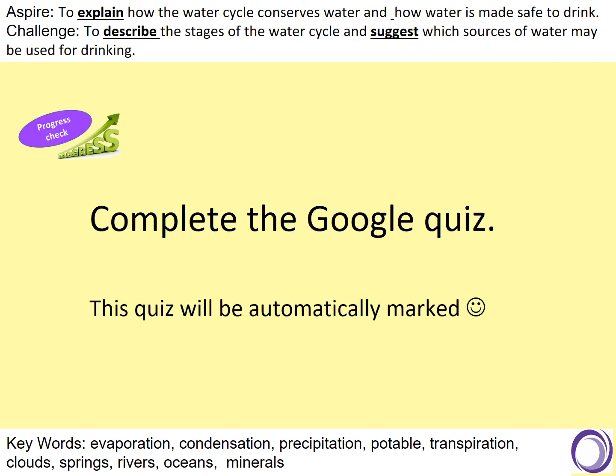So the final task for you to do today is to complete the Google quiz, and this will be automatically marked, so you'll get some instant feedback on that. But don't forget to keep going back to your water cycle if you made one and check that that is also working, and complete the work in your books for those 3 questions that you wrote down earlier on.